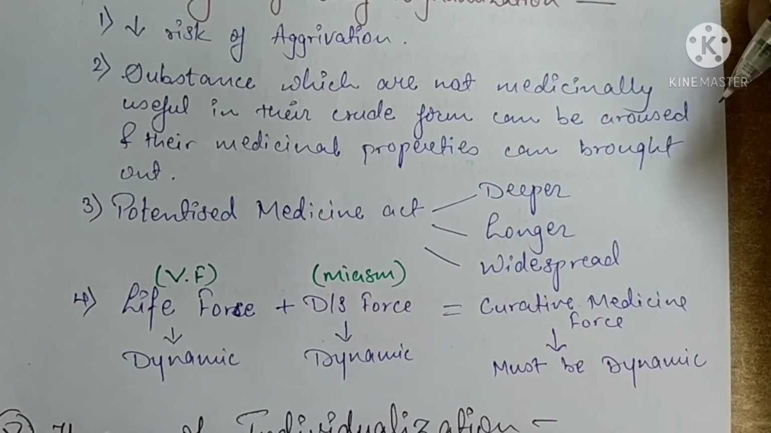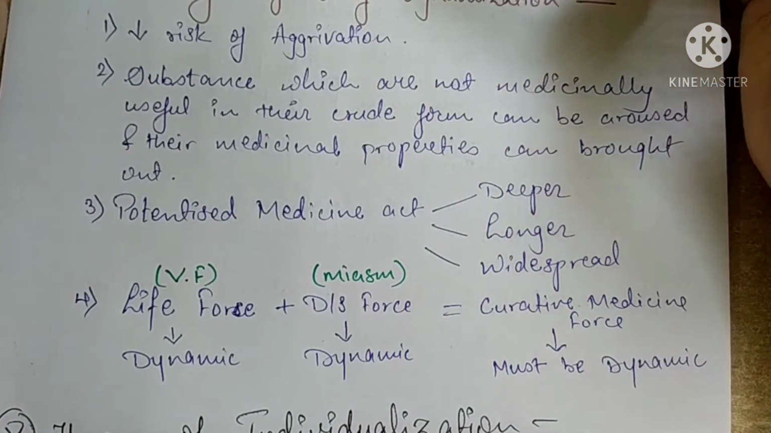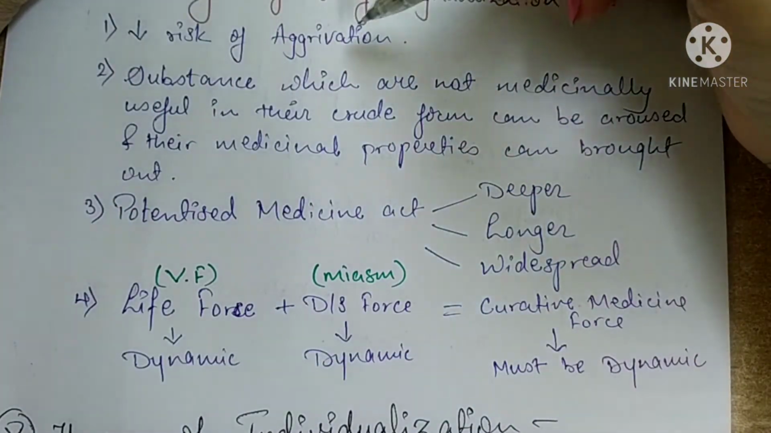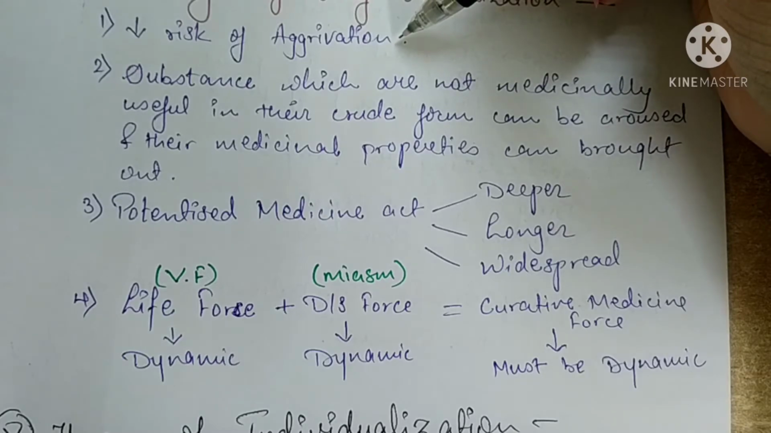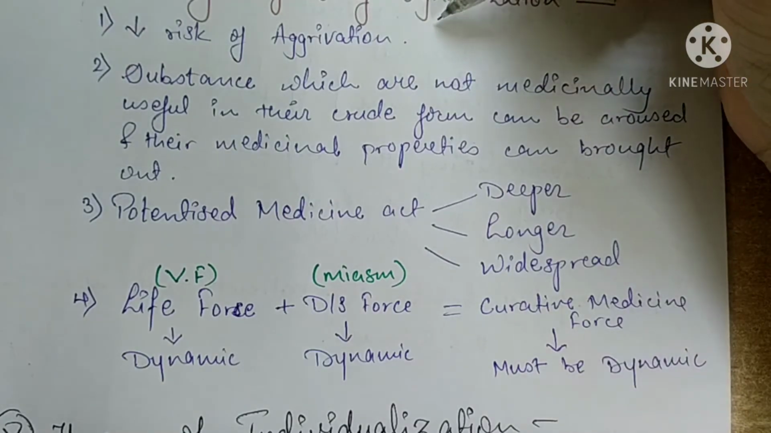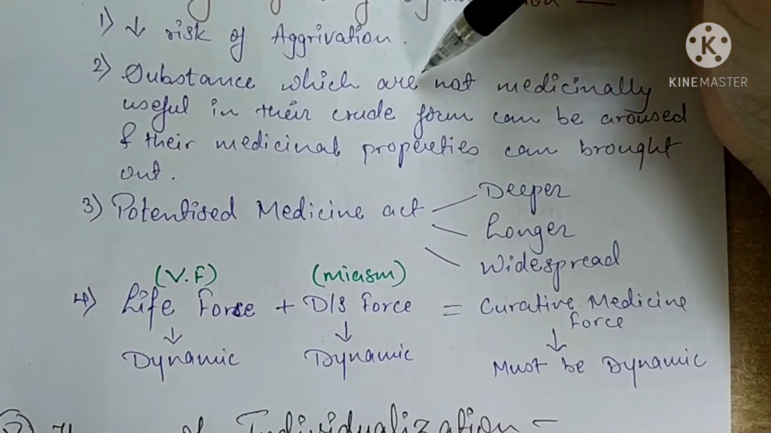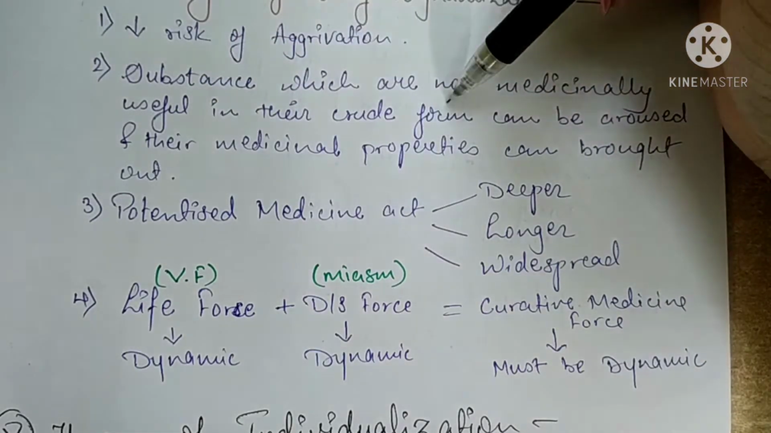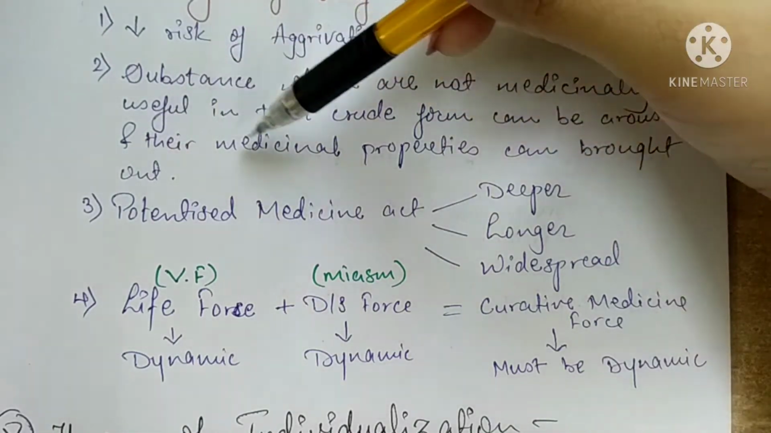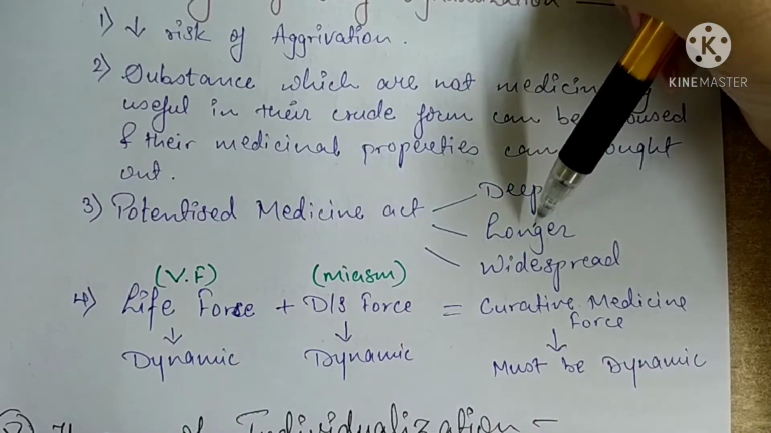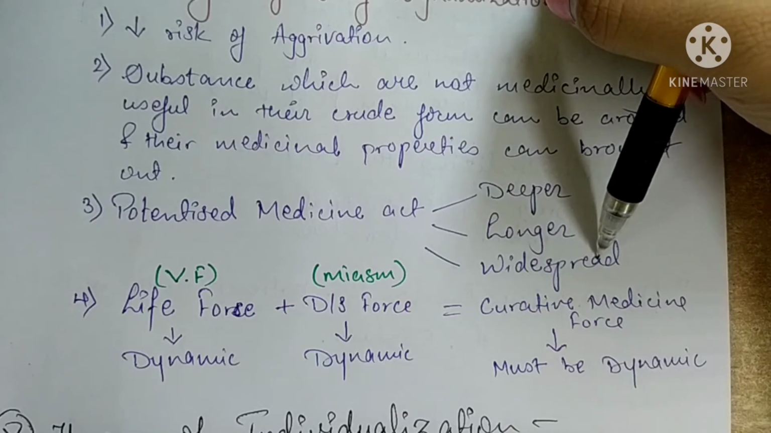Let's see the advantages of drug dynamization. After the drug is dynamized, it will reduce the risk of aggravation, because if we give the crude drug substance, there will be high chances of aggravation, because it doesn't contain medicinal power, but it has some power which can aggravate or harm the body. Second, substances which are not medicinally useful in their crude drug form can be aroused, and their medicinal properties can be brought out. The potentized medicine will act deeper, longer and more widespread.